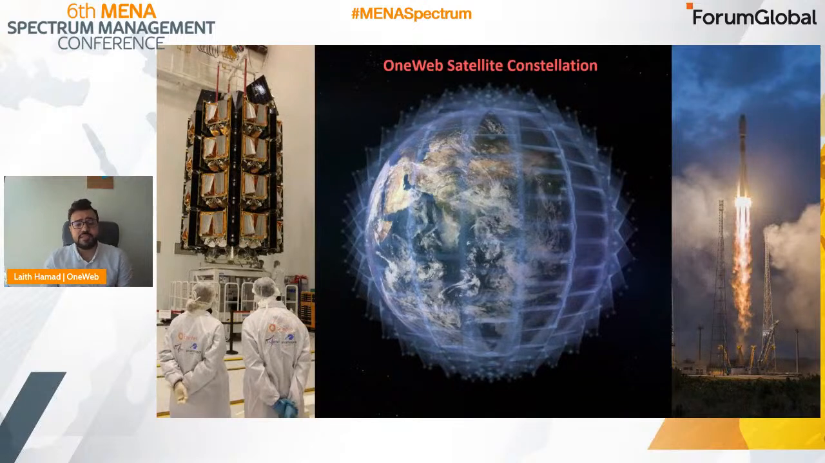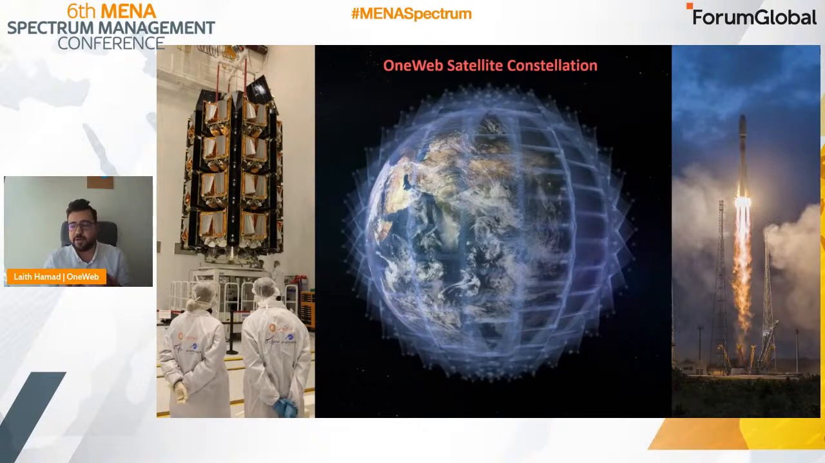So OneWeb is a global satellite operator. We use a new technology, low Earth orbit non-geostationary satellites, and we are planning to cover the entire globe with this first generation of OneWeb satellites. We have 588 satellites planned in the first generation, which covers the entire globe. Those are polar circular orbits, and we have 12 orbits, and each orbit has 49 satellites. And in this case, we have continuous coverage.